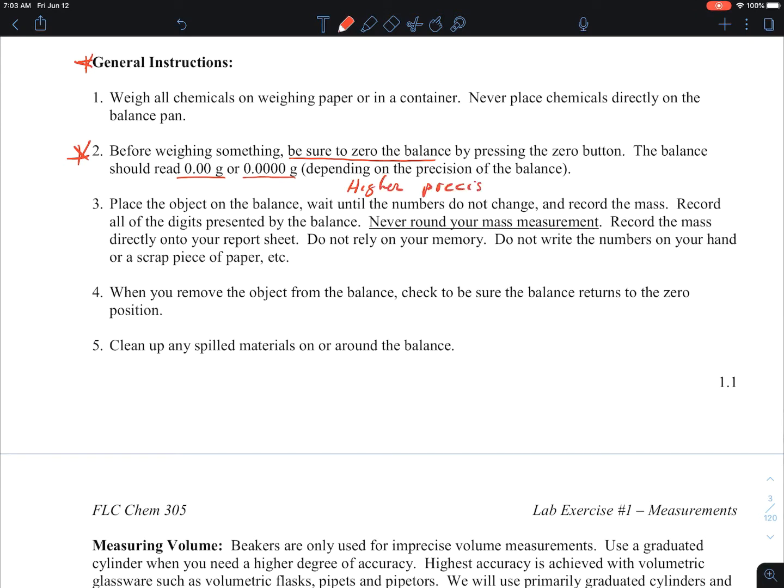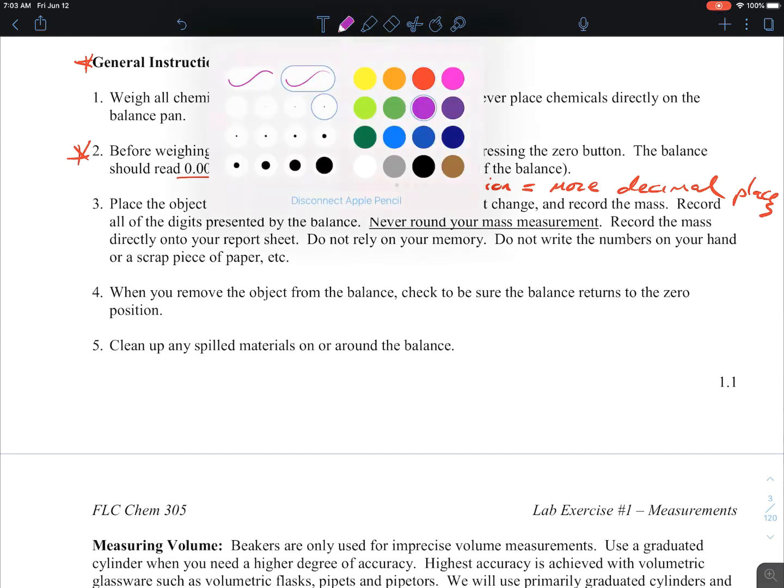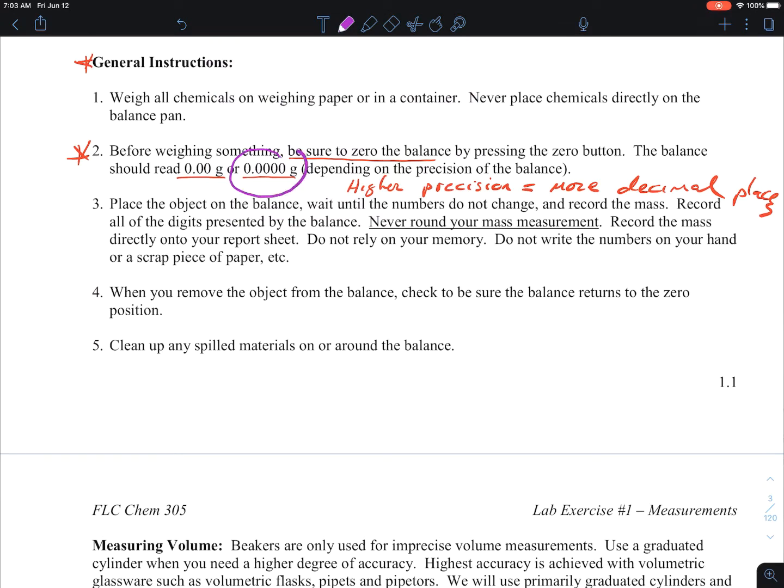Higher precision means more decimal places in a given measurement. So, for instance, if you look at here, I'll circle it in purple, the measurement that would come from a balance that gives you out to 4 decimal places is higher precision than out to 2 decimal places, which would be lower precision.